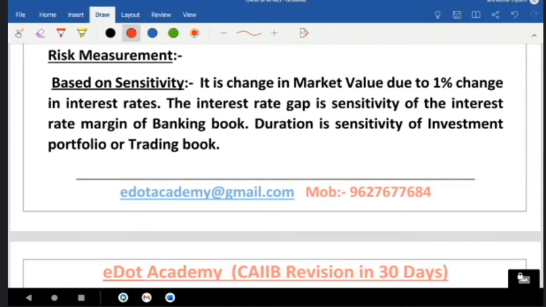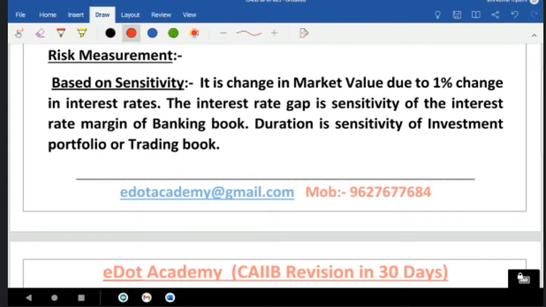Further, if there is a 1% increase in interest rate, the bond price will further decrease. So this is called the bond's sensitivity. That means, for 1%, how much change is happening. That is called the bond's sensitivity.